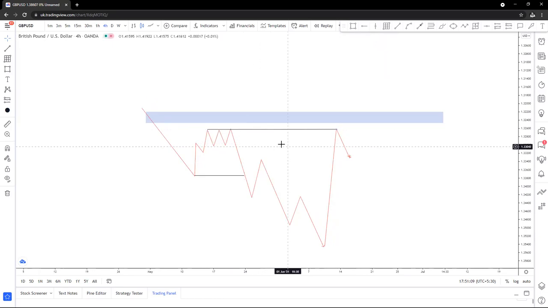Now, can you see how this resistance is being formed right here? Yes. Which means now this acts as a pool of liquidity because we have tons of stop losses above this. So now we can expect this. We know that equal highs has to be taken out.